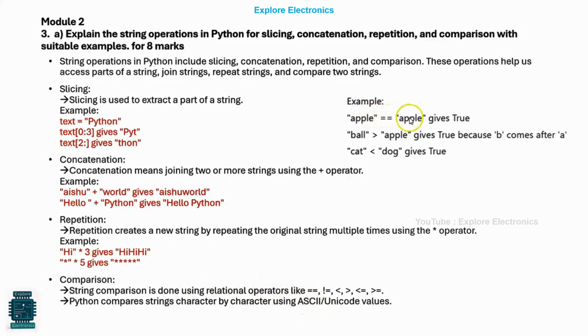Apple is equal to apple, which gives true because both have the same ASCII value. Ball is greater than apple, which gives again true because B has a higher ASCII value than A. That's why it is true. Cat is less than dog, which gives true because C has a smaller ASCII value than D.